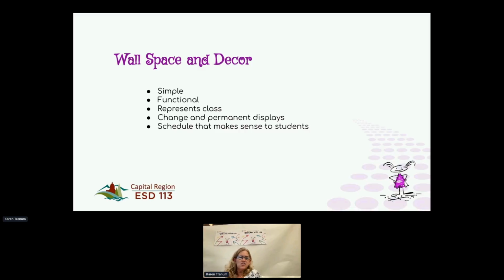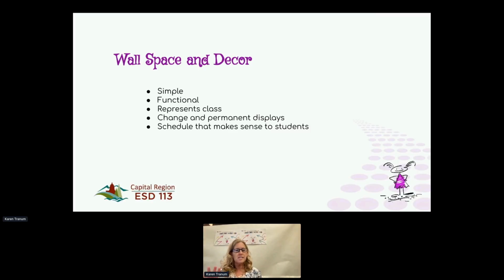The wall space and decor is very crucial because we communicate a lot through our walls, and yet sometimes they can be quite overwhelming for students on the spectrum. So we want them to be simple yet functional. We want some classroom representation, but I will caution you, before putting anything on a wall from a student, ask their permission. And this is from all students. If you want to tell them ahead of time, these are going up on our wall, that's one thing. Maybe they still don't want it, but make sure that it's with permission.